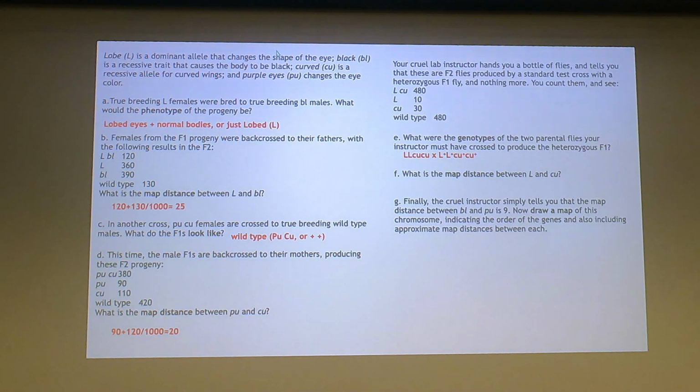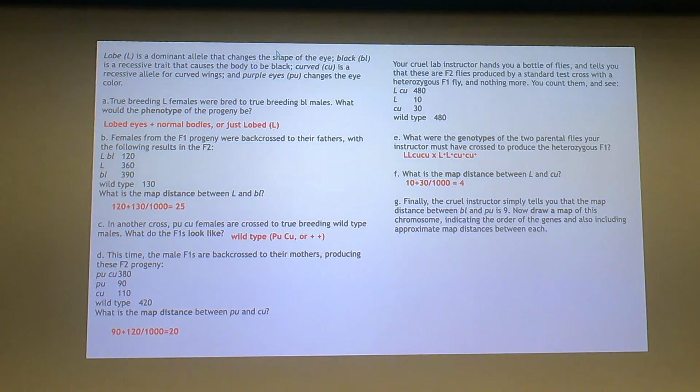Then the next question is, what is the map distance between lobed and CU? Again, this is just like the previous two examples. So we got a total group of flies of 1,000. Add those up, that's 1,000. We got 40 out of 1,000, so the map distance is 4.